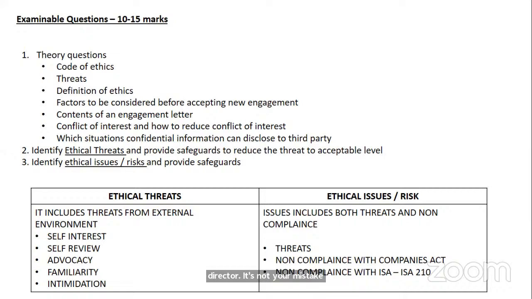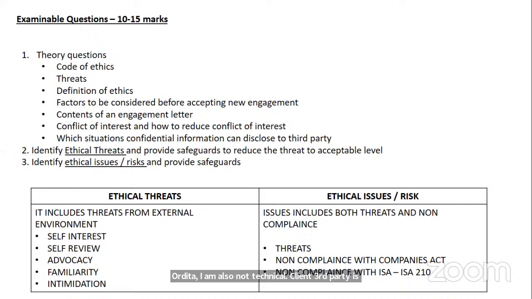You got my point? The client is asking for a contingency fee arrangement. That is not your mistake. Gifts and hospitality are coming from the client. That is not my mistake. So the auditor is an ethical person, but the third party is not ethical. That is what threat means. But ethical issues or risk means, try to understand one thing: I, the auditor, am also not ethical, and the client, the third party, is also not ethical.